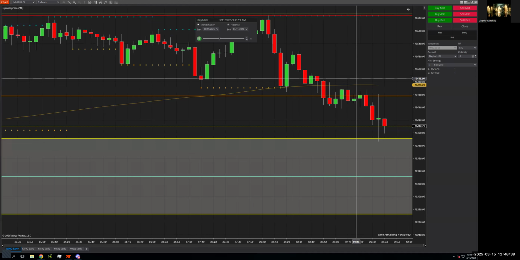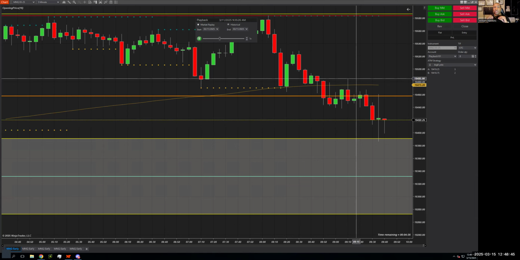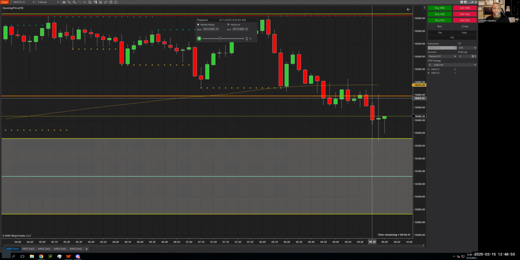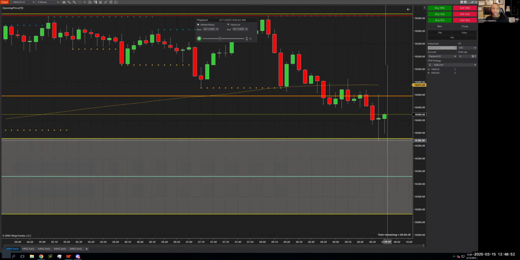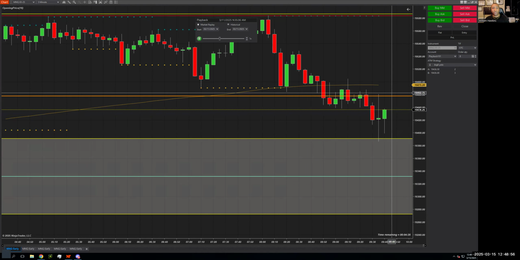Wow. So minis, of course, minis is a lot more than micros, but it's not about how much money we make, it's how consistent are we with making that money. Look how it bounced off of that. Look, it bounced perfect off that gap. You took a little bit of heat and then it took off.